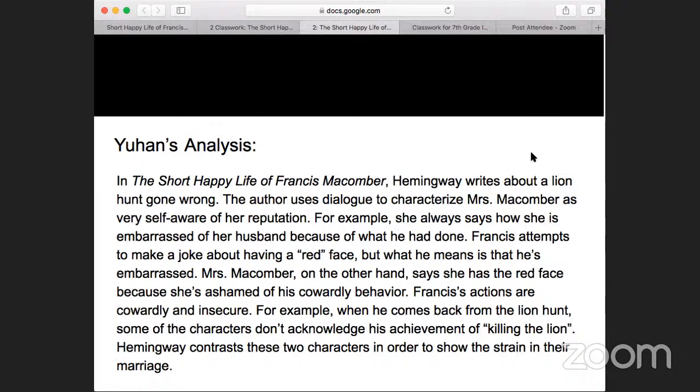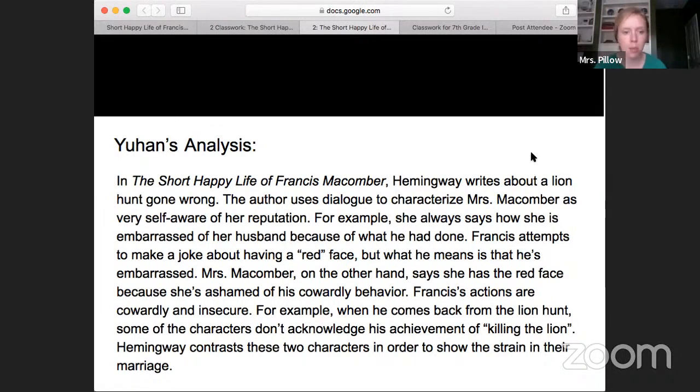Francis's actions are cowardly and insecure. For example, when he comes back from the lion hunt, some of his characters don't acknowledge his achievement of killing the lion. Hemingway contrasts these two characters in order to show the strain in their marriage.